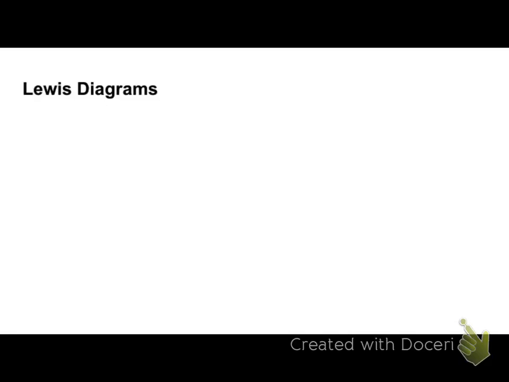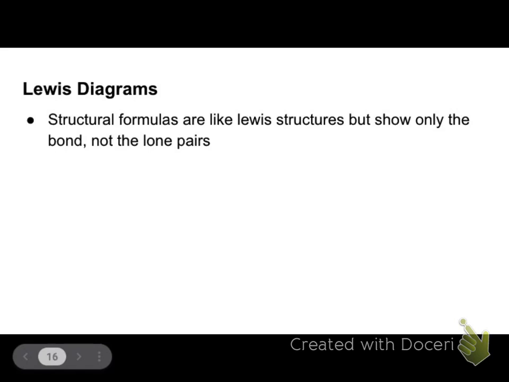The last little thing we're going to talk about related to Lewis diagrams is structural formulas. Structural formulas are like a Lewis structure, which was the model of that, but instead of showing all the bonds and all the lone pairs, structural formulas just show the bonds. So sometimes they're going to give you just the bonds and they're going to assume that you can figure out how many lone pairs should be there based on what bonds are there.